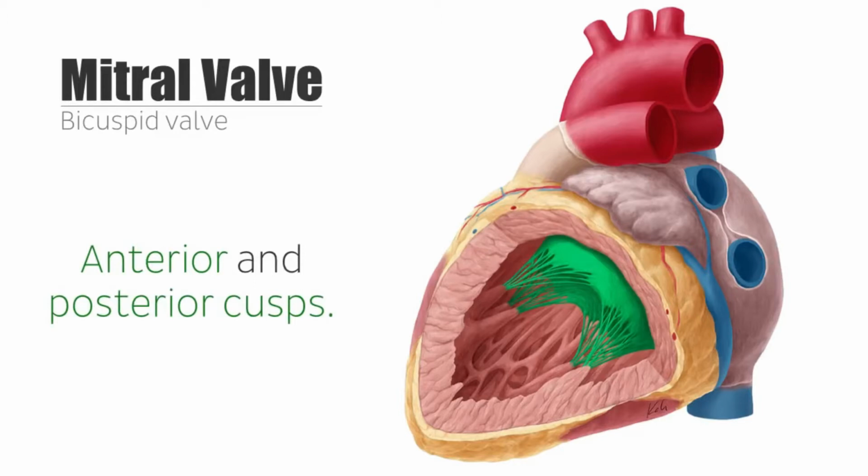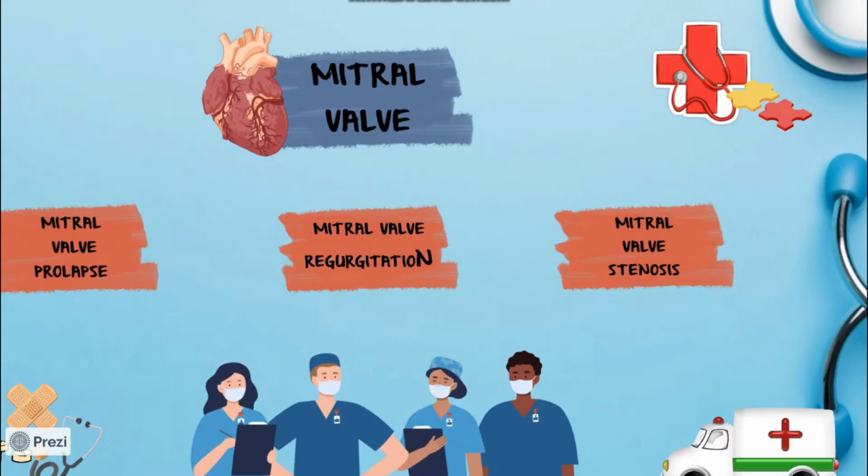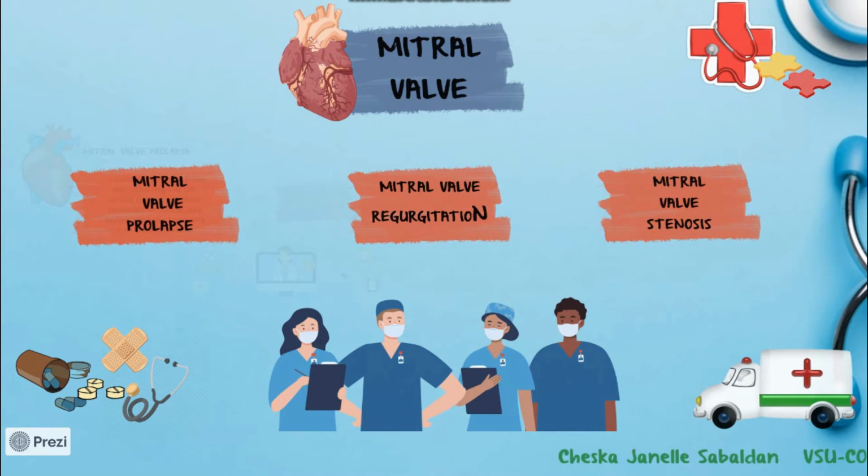The valves of the heart control the flow of blood in and out of the heart. Specifically, the atrioventricular valves function to prevent the backflow of blood from the ventricles to the atrium during cardiac systole. Opening and closing of the valves is governed by the pressure gradient across the valves themselves, and the first heart sounds can be heard when the atrioventricular valves close. When you hear the classic lub-dub sound the heart makes, the mitral valve is contributing to the lub sound. So now, let's discuss mitral valve prolapse.